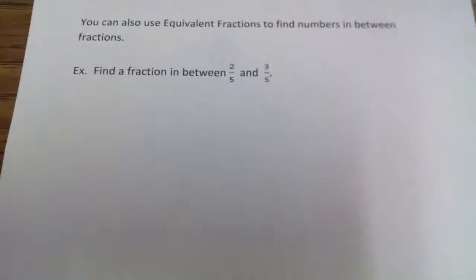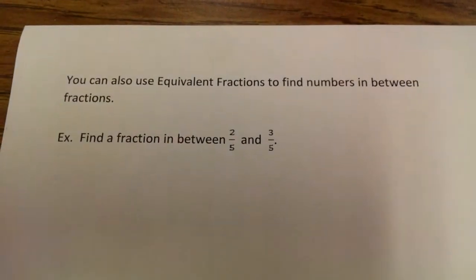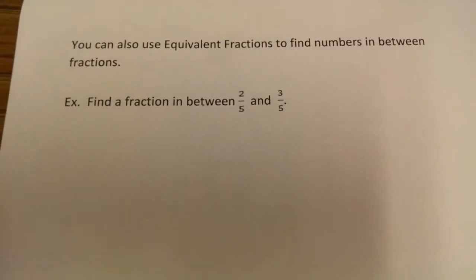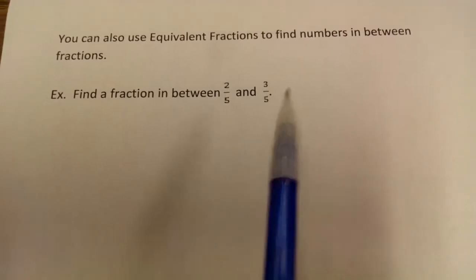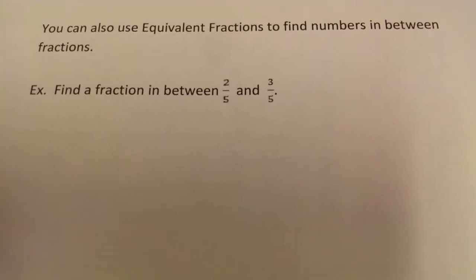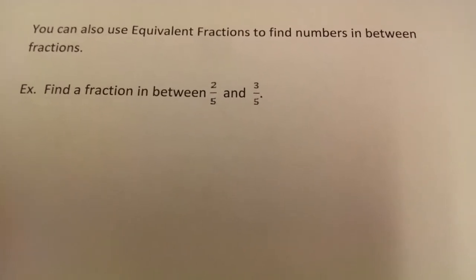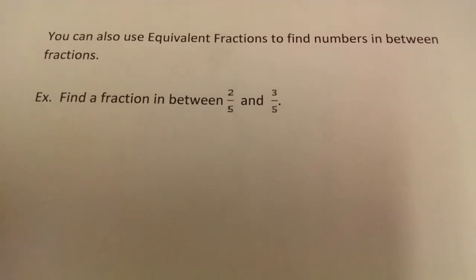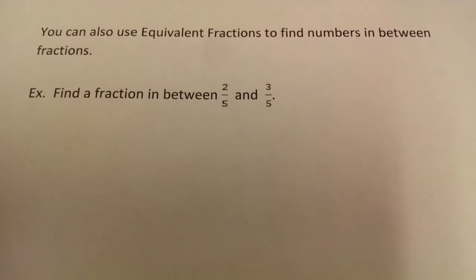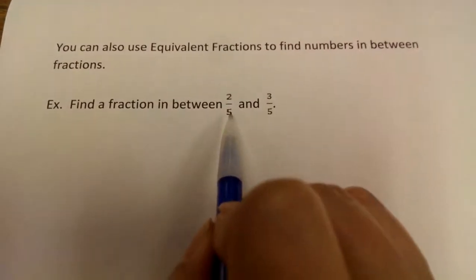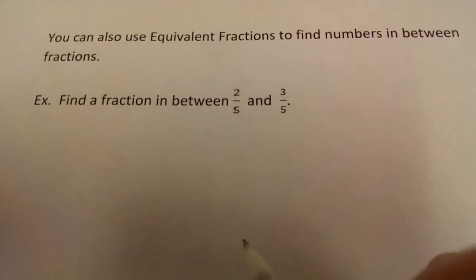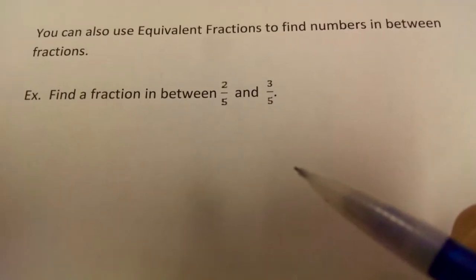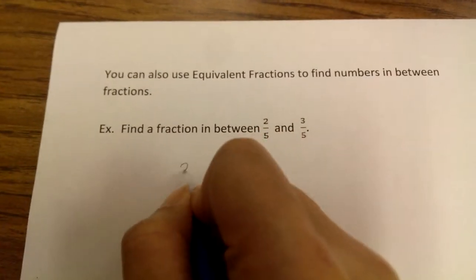Now, we can also use equivalent fractions to find numbers in between fractions. So, for example, let's say I want you to find a fraction in between 2/5 and 3/5. You might say, well, there's no fraction in between 2/5 and 3/5. Actually, there's infinite fractions in between 2/5 and 3/5. Because what we can do is we can find an equivalent fraction for 2/5 and 3/5, cut them into smaller size pieces, and then you would see that there are other fractions in between.